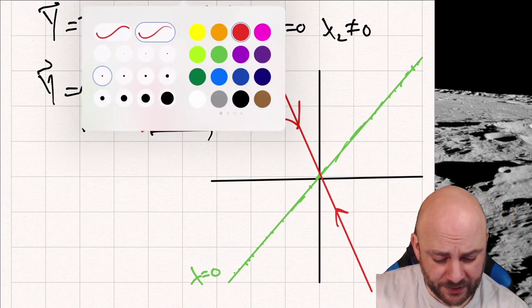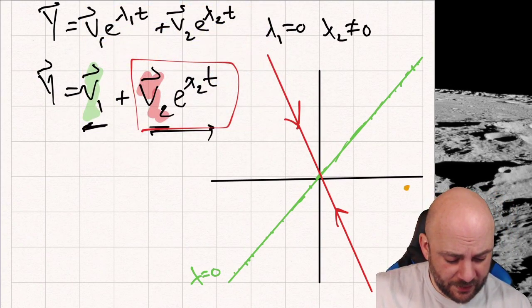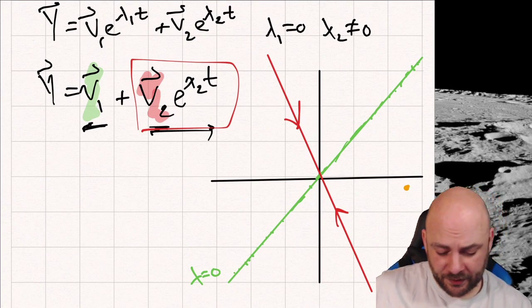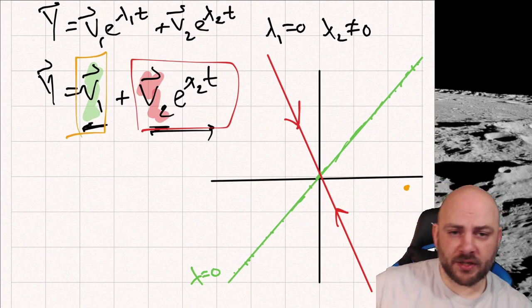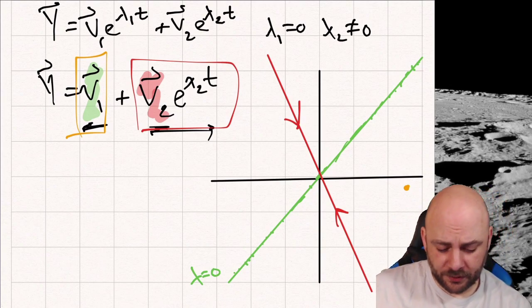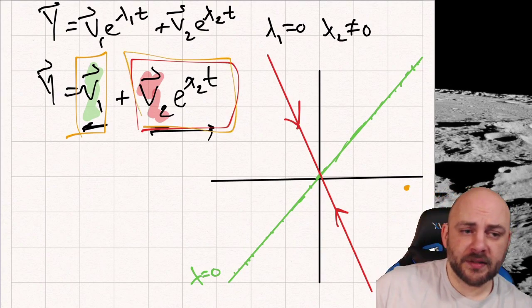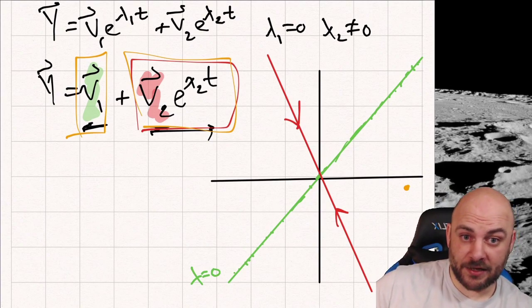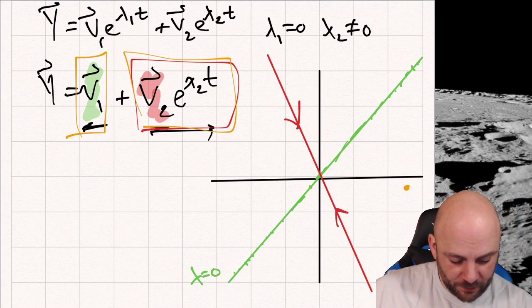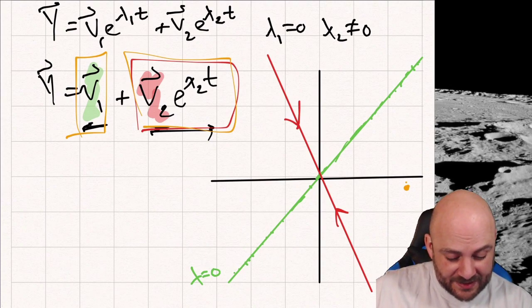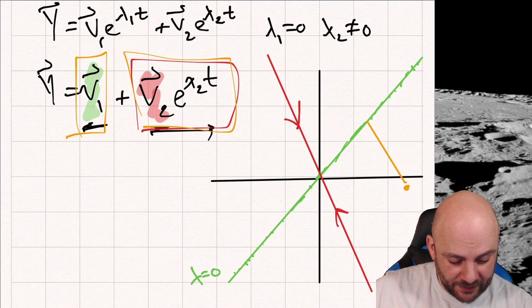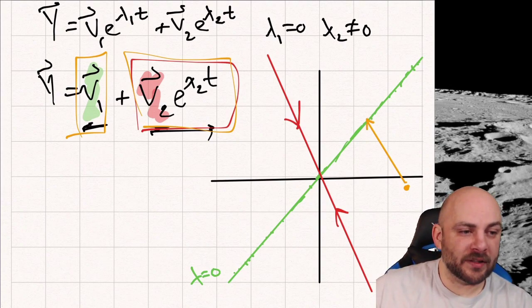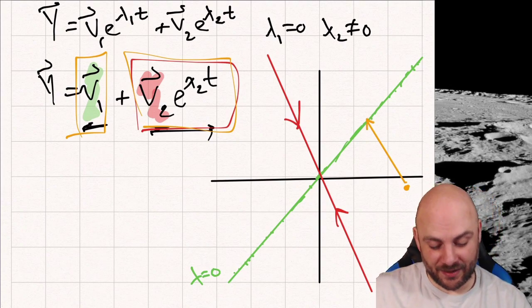Now, what happens if I start anywhere else? Well, nothing is changing with this component right here. The only thing that changes is that this component is, in this case, because lambda is negative, trying to vanish. And so I'm going to move in the exact same direction as V2 until I get to that equilibrium point that lives on the line of equilibrium points.